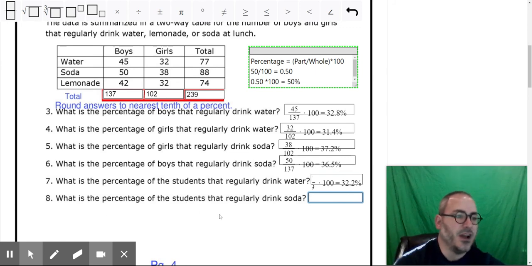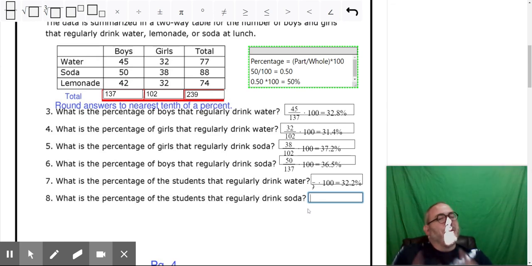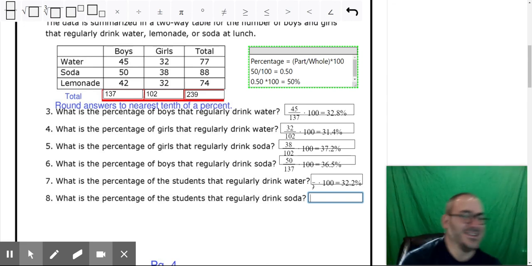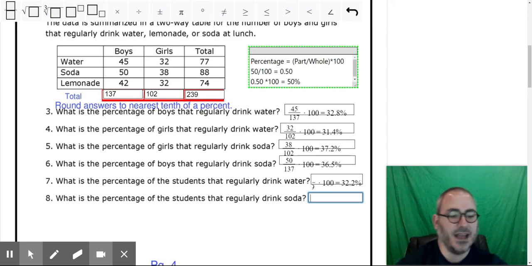And what is the percentage of students that regularly drink soda? You know it. Pause me. All right, you pause it. Well, it's part over whole, right? Percentage is part over whole. So what's the part? Students that regularly drink soda. Okay, so I'm going to go to my table. Students that drink soda, that's going to be the 88, right? Because that's the boys and the girls that drink soda. That's 88. 88 is my part.